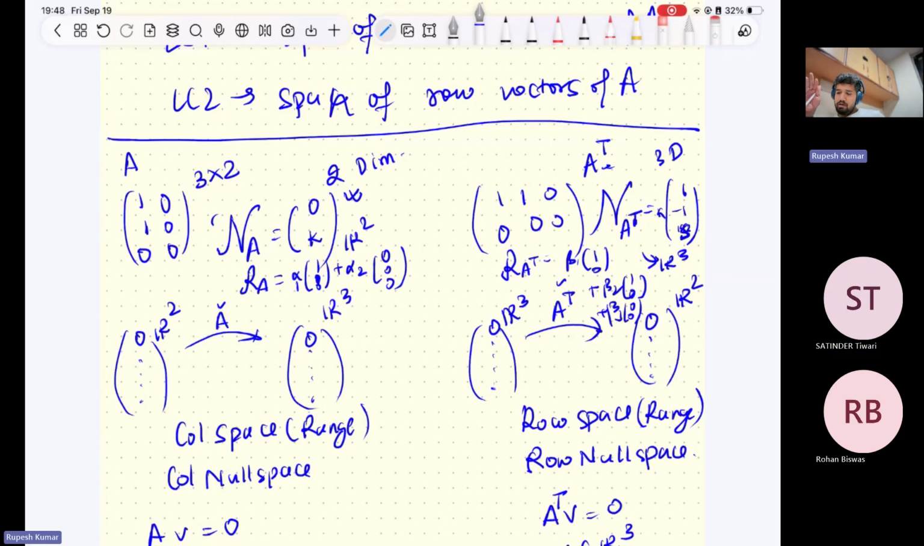But if you try to find the range of a matrix, the range space of a matrix, whether column or row, what you have to do is just take the span of the column vectors. It will be within the span, meaning any one of the vectors we will get this only, I think.